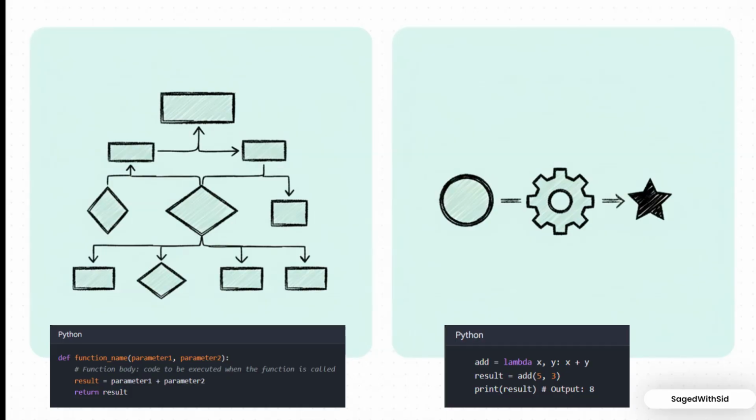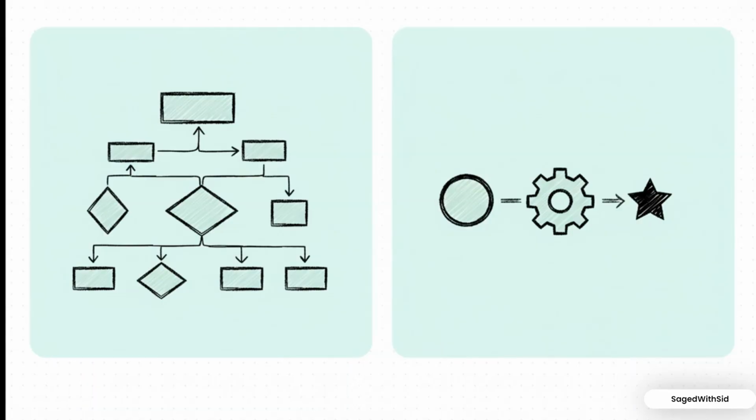But sometimes, you just need a tiny throwaway function for a quick one-off task. And that's where a lambda comes in. Think of it as a little one-line anonymous function, perfect for simple calculations on the fly.